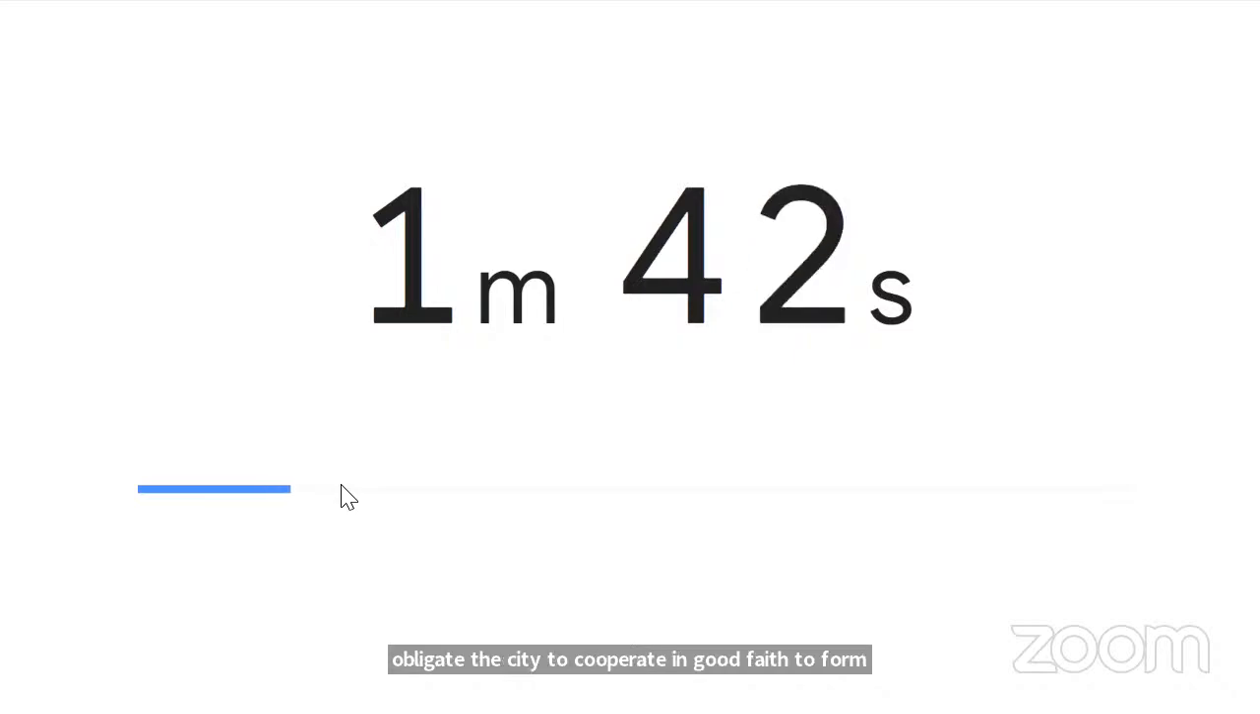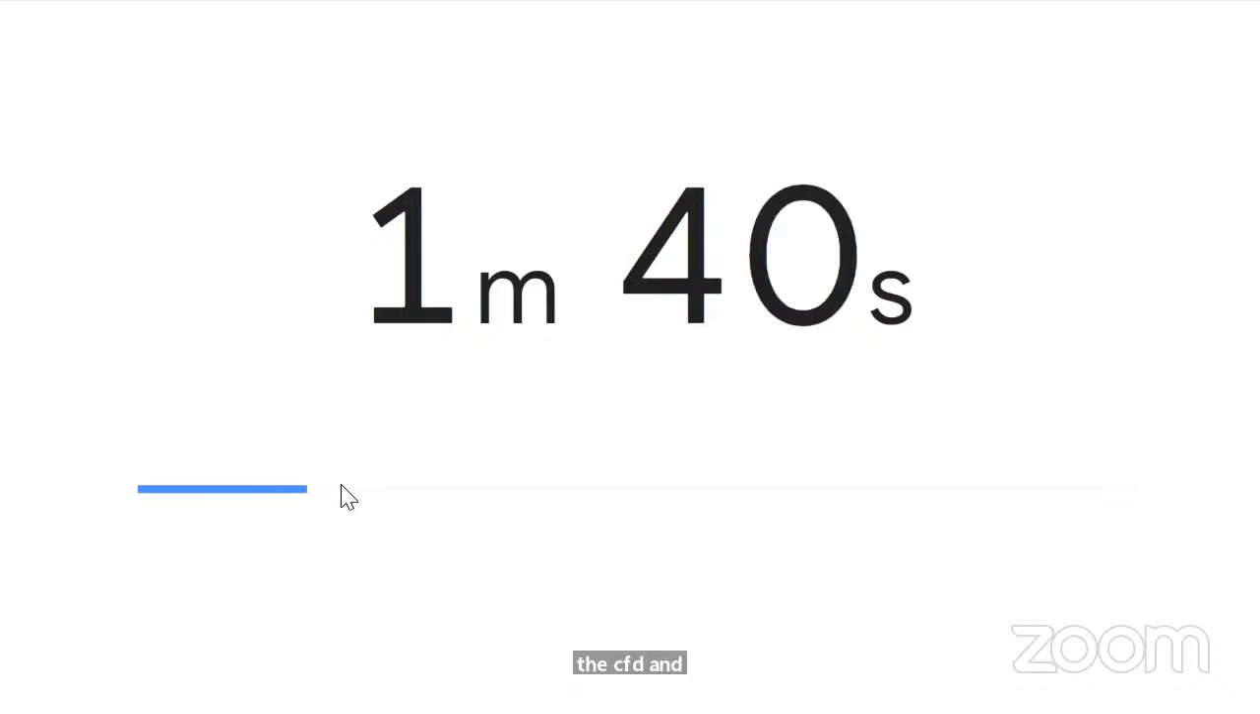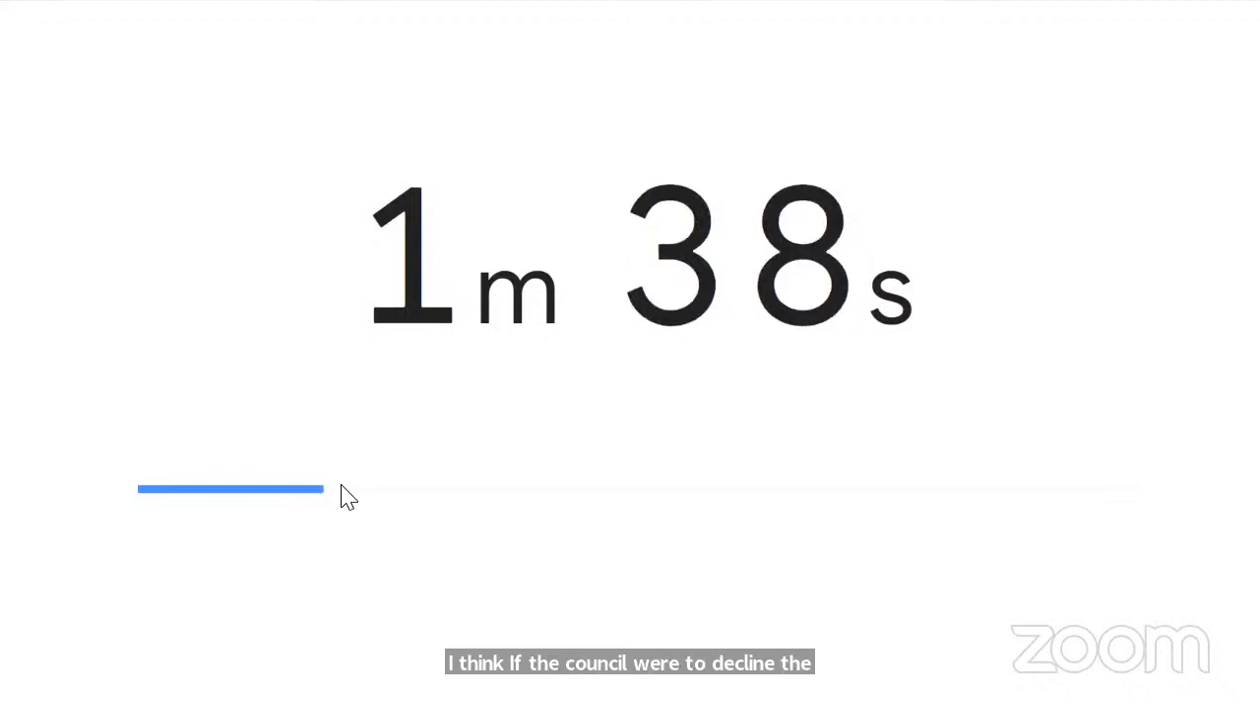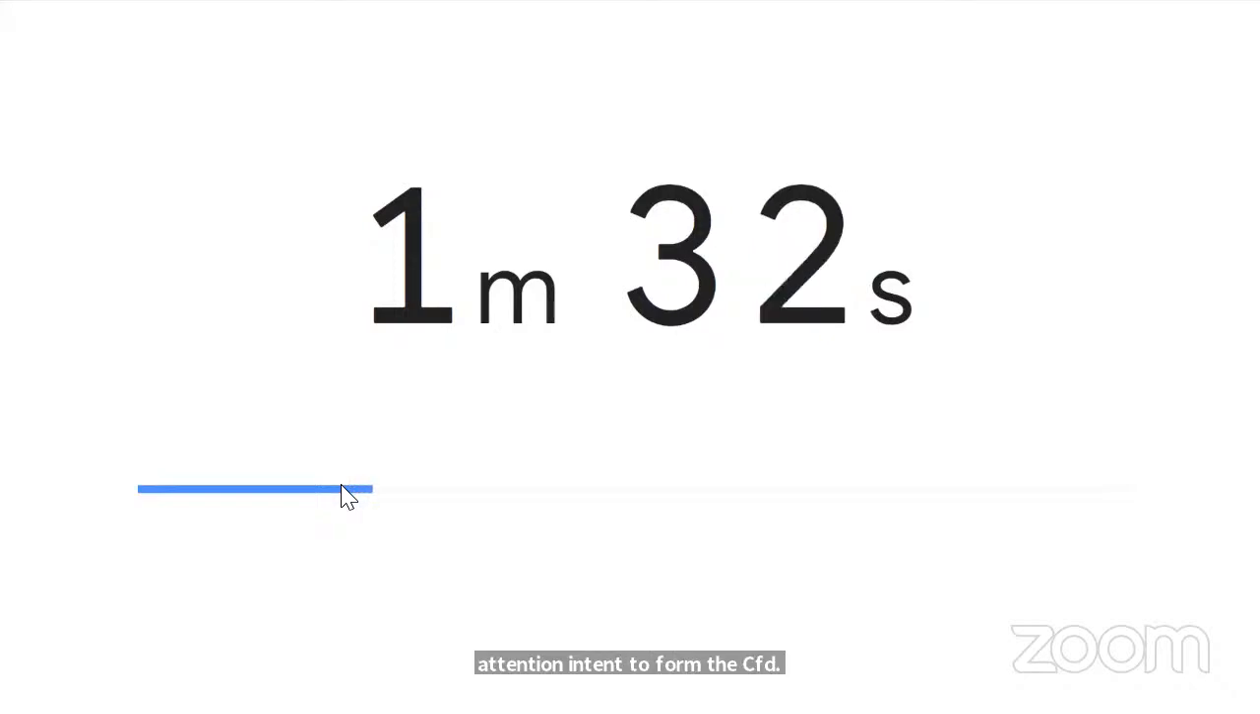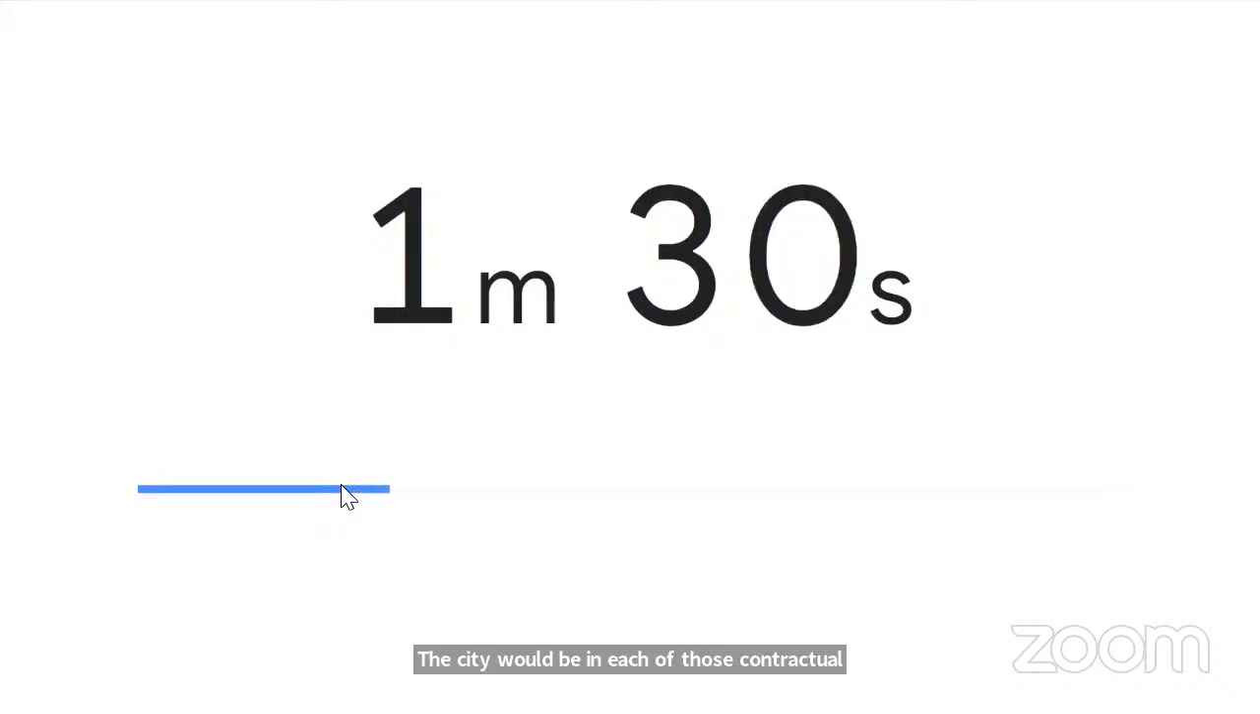And I think if the council were to decline the resolution of intent to form the CFD, the city would be in breach of those contractual obligations. So I just wanted to put that out there.